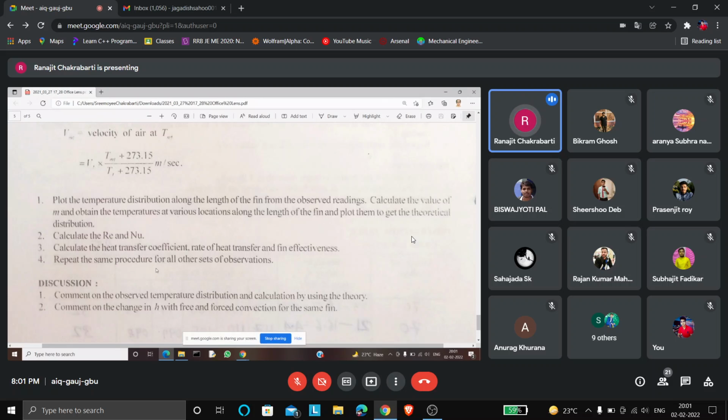You repeat the same procedure for all other sets of observations. Now we have taken two sets of observations, observation set 1 and 2. For both of them, you have to find this. So your discussion will be to comment on the observed temperature distribution and calculation by using the theory. Comment on the change in h with free and forced convection for the same fin.